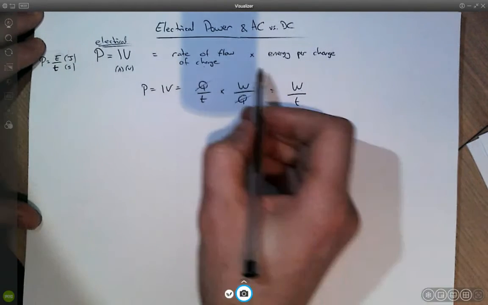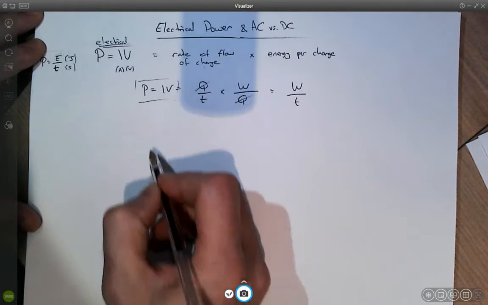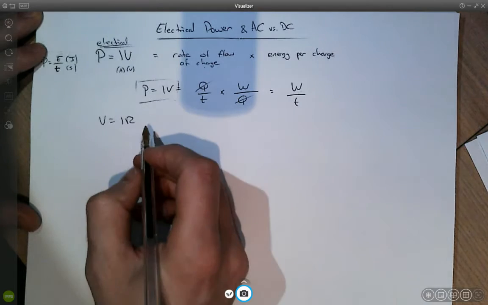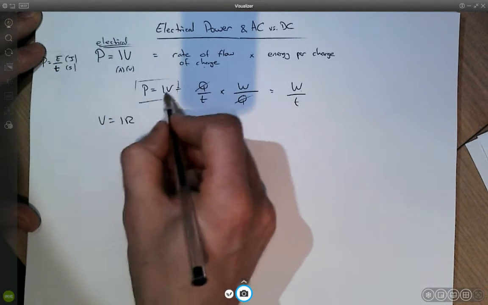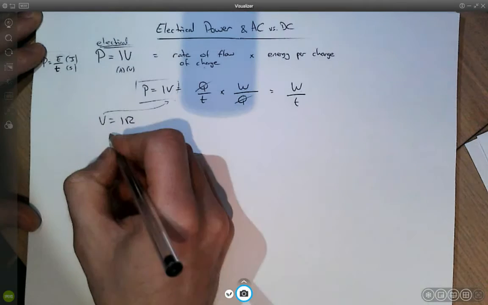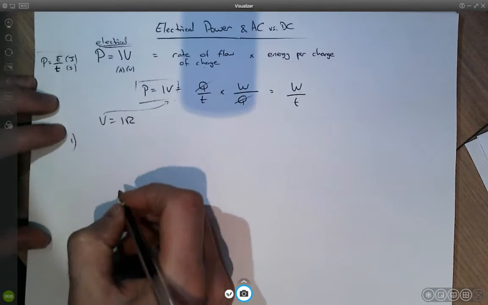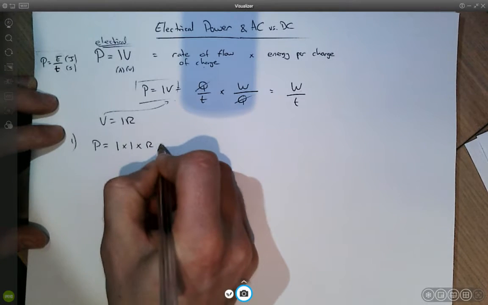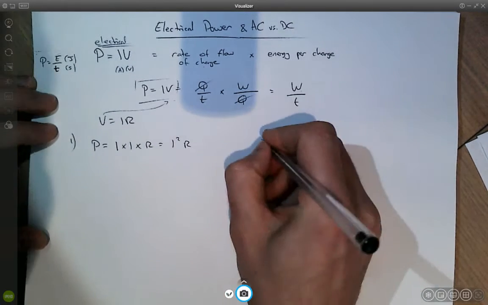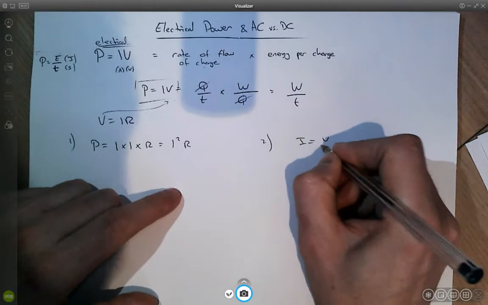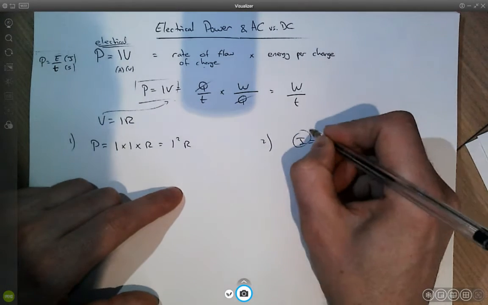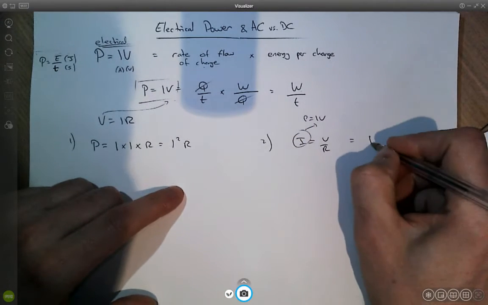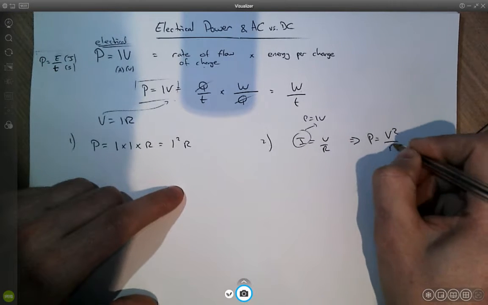Now, this is not the only form of the equation that students need to use, because we have this other relationship here. What happens if we substitute this relationship into this equation? There's two ways we can do this. We can substitute V in, and we can get power is I times R, or I squared R. Or we could equally say that I is V over R and substitute this into power is current times potential difference, and we could get power is V squared over R.